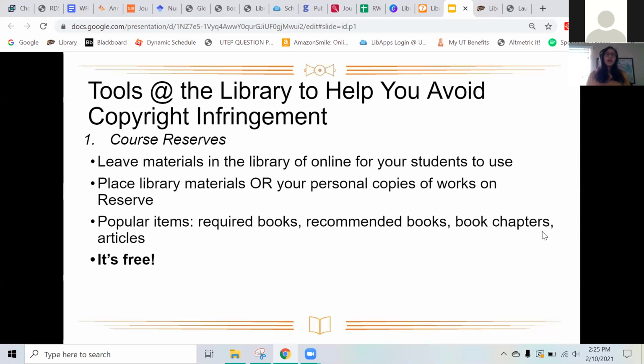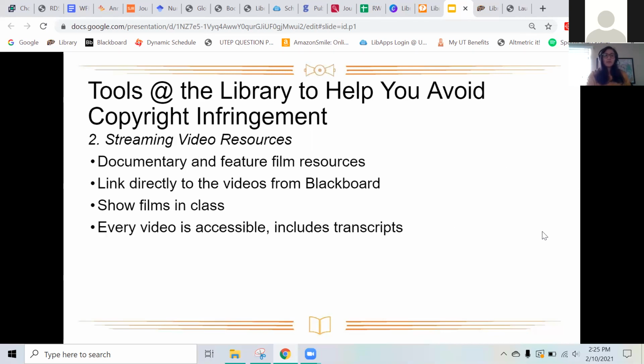This can be for book chapters, or for entire books if they're print. You can place library materials or your own personal copies of works on reserve. Some popular items are the required textbooks, recommended or supplementary books, and book chapters, which is especially popular with our electronic reserves, and articles as well. If we have the full text of the articles, we'll just link to our full text subscription for them. And this is free. This costs nothing, and this is managed through the library. So all you have to do is reach out and set up course reserves for your course, and I'll show you how to do that in just a moment.